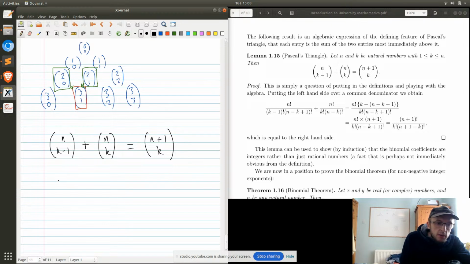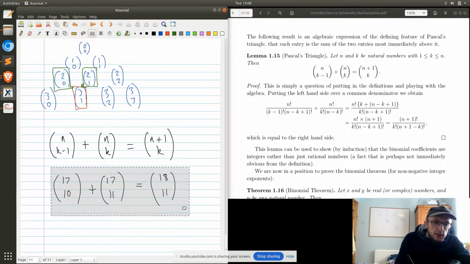Do another one that's really far down. Okay, 17, and let's say 10 and 11, then logically this would be the same thing as 18 choose 11. And that's the pattern. Okay, so now you have to prove it.